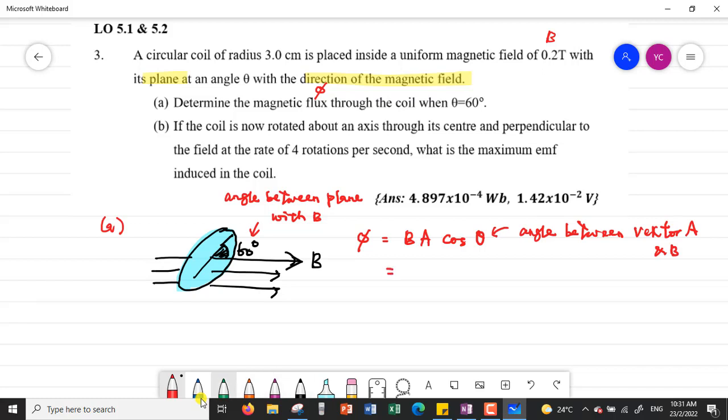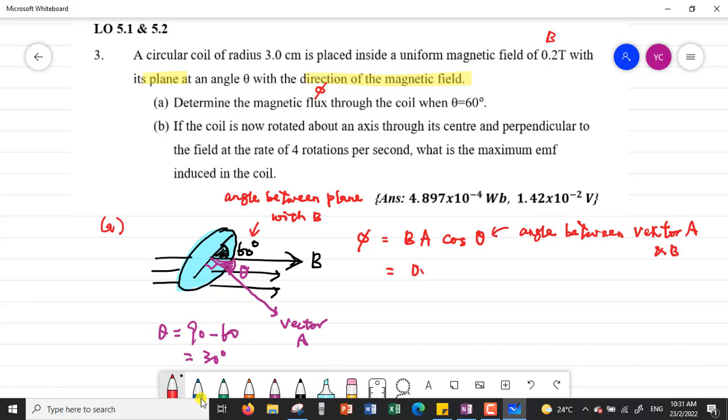So we draw our vector A, perpendicular to the surface area or the plane. Then we can see obviously this one is the angle theta. So our theta should be 90 minus 60, equal to 30 degrees. So we put it in here.